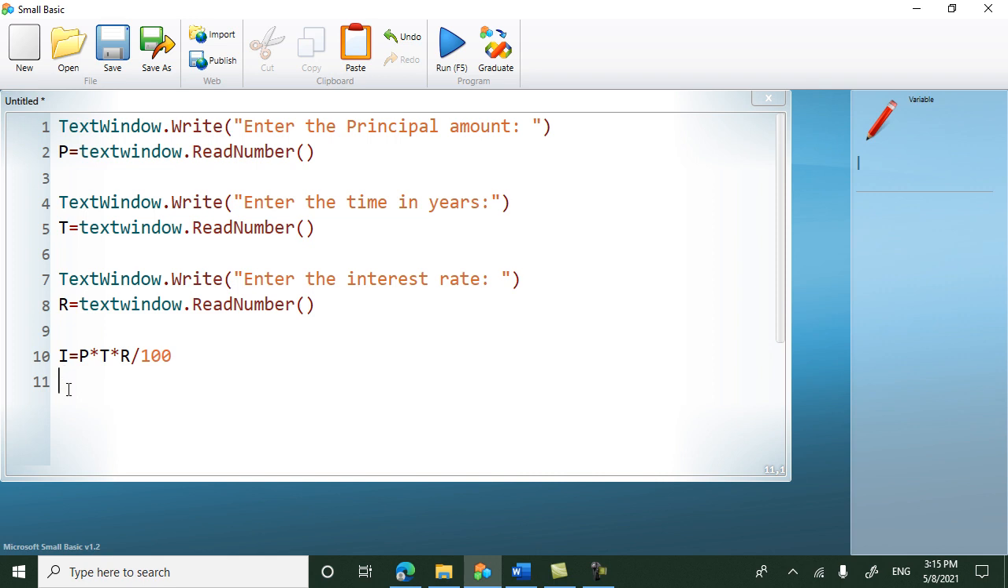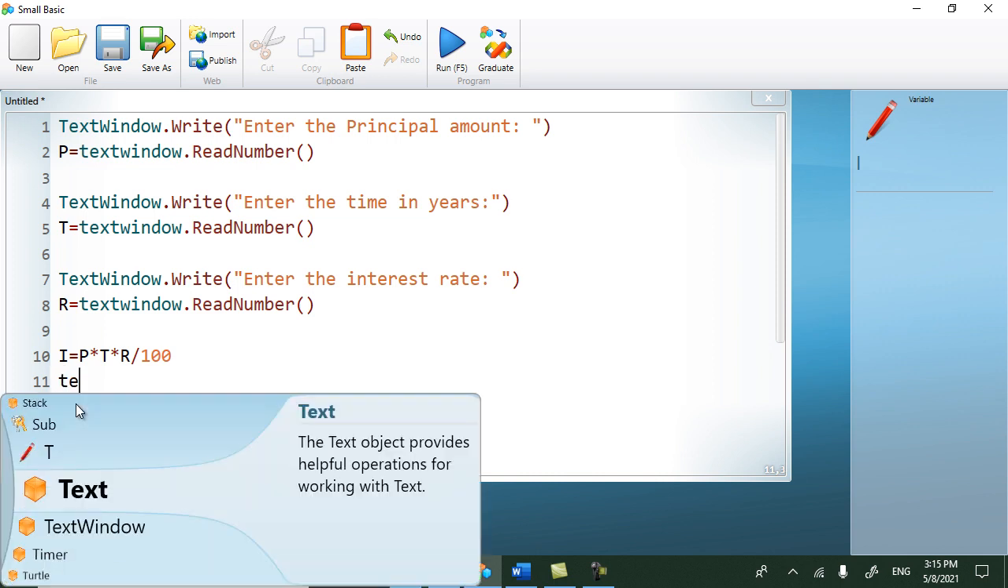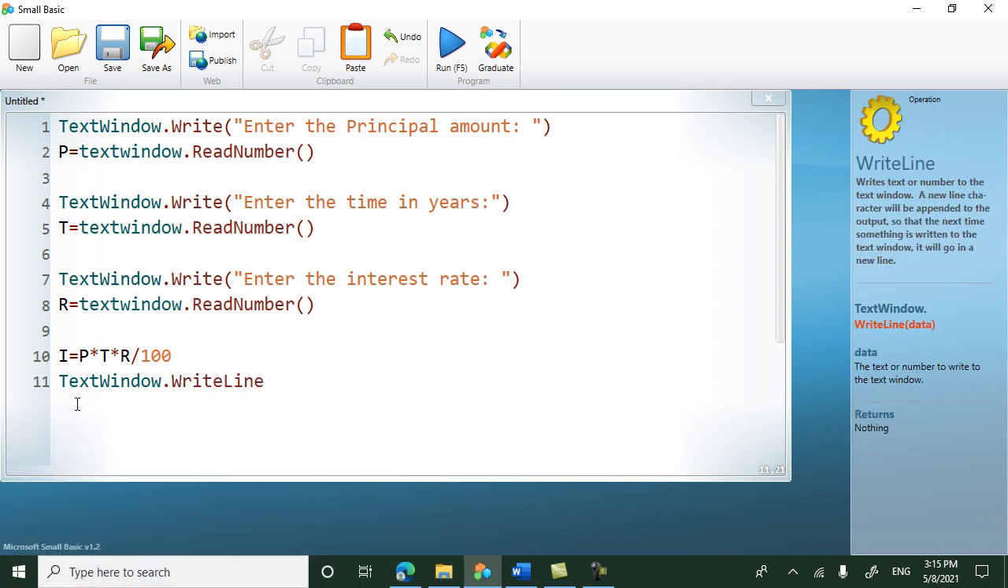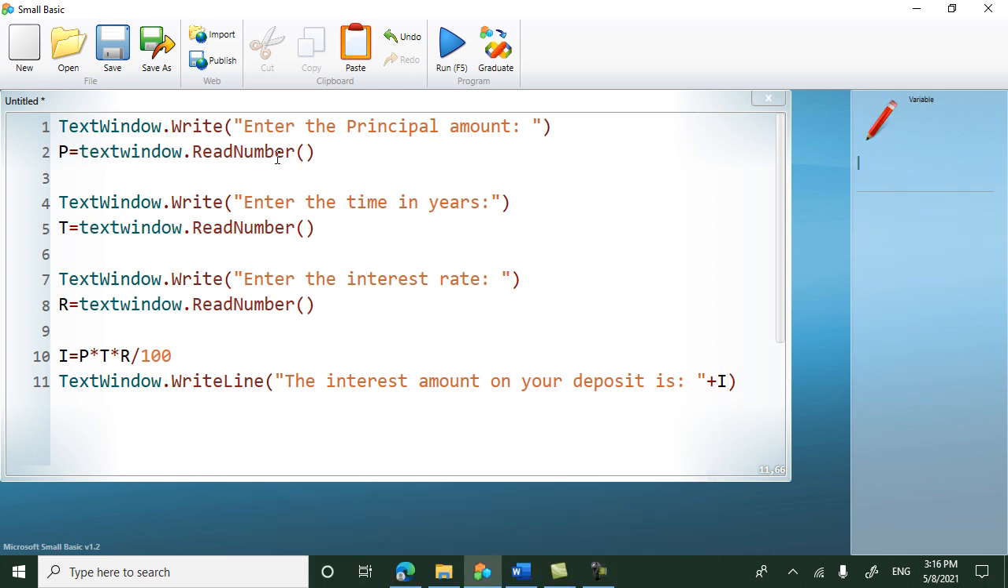Now we have calculated the interest, we will print it. We will print the variable I. Now we will test our program.